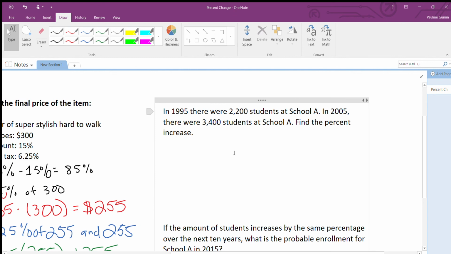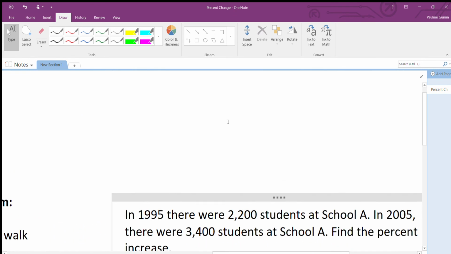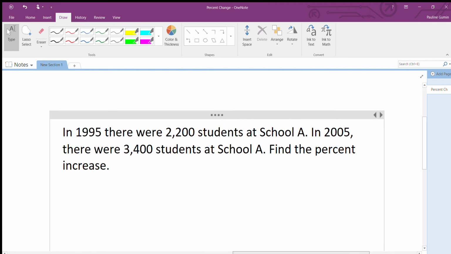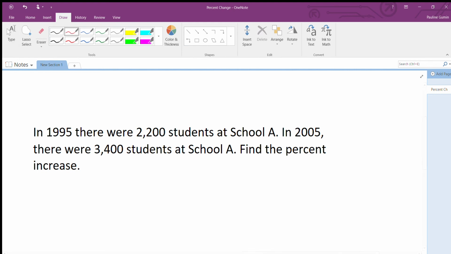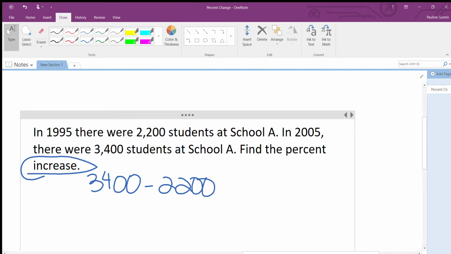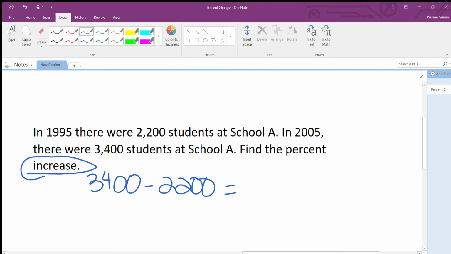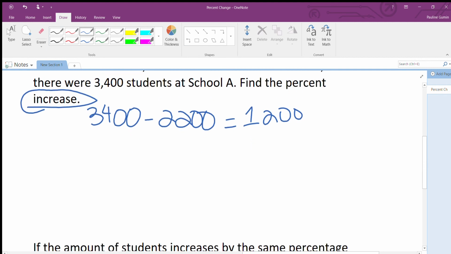Okay. In 1995, there were 2,200 students in School A. Sorry, I wasn't that creative today. In 2005, so 10 years later, there were 3,400 students at school A. Let's find the percent increase. Okay, so that's similar to the problems we did in the beginning. First, we need to find the difference. So we're going to do 3,400 minus 2,200. Now, it already states that we're increasing, so we don't have to identify that. All right, so 3,400 minus 2,200 is 1,200. Okay. And then we're going to do 1,200, so that difference, over the original.